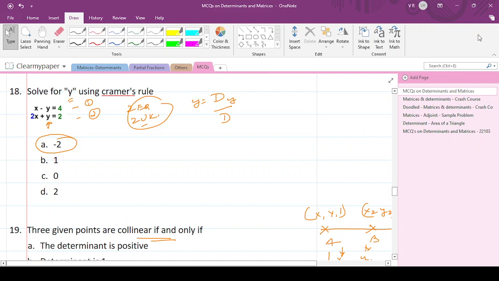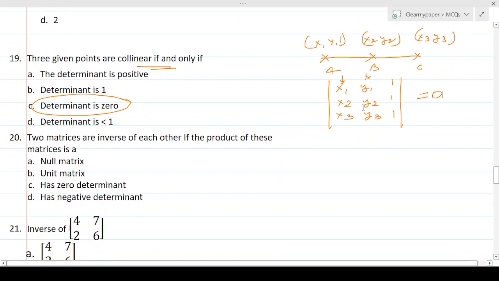Okay, let's see the next problem. Two matrices are inverse of each other. They're talking about inverse. If the product of these matrices is, what does that mean? What are the options? Let's say we have A and we have A inverse. We have two matrices, and we are taking the product of that. So we are multiplying it. If these are inverse of each other, what should be the output? That's the question. What is the output matrix?